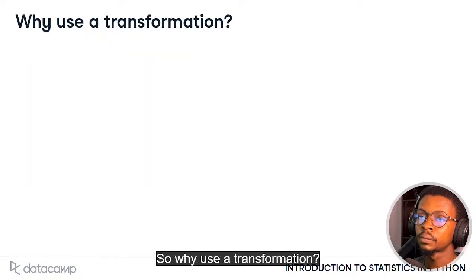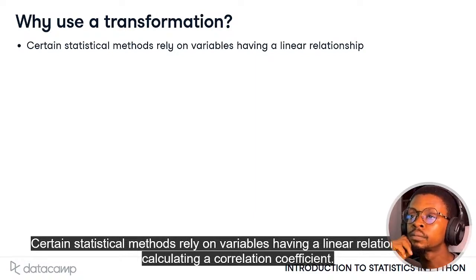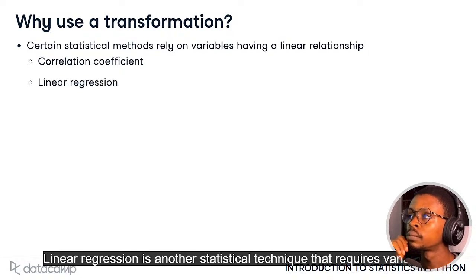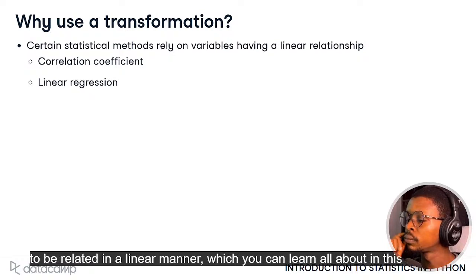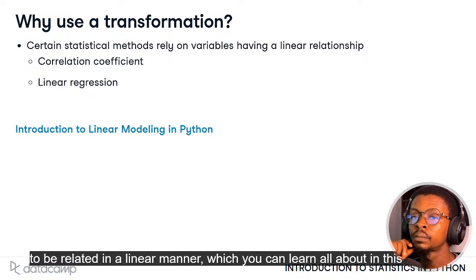So why use a transformation? Certain statistical methods rely on variables having a linear relationship, like calculating a correlation coefficient. Linear regression is another statistical technique that requires variables to be related in a linear manner, which you can learn all about in this course.